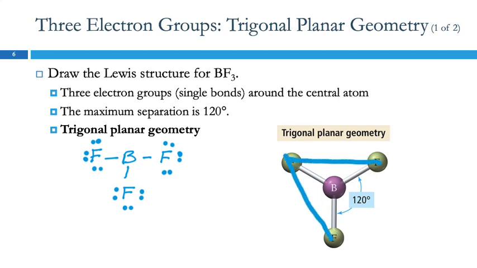So this is the triangle that we're thinking about. They will be in a plane because 3 points define a plane, and so no matter how you wiggle these around, they can't occupy more than one plane. It's just not possible. And the angle will be 120. This is called trigonal planar because it's a triangle that's flat, a triangle in a plane.